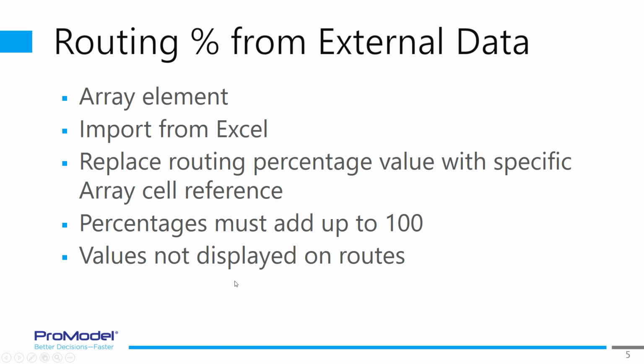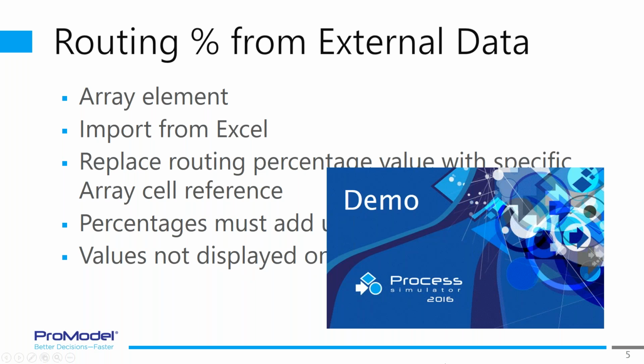Anybody who's used macros for scenarios, different scenarios, doing the routing percentage, you probably already have seen that the values don't show up on the routes. But you can kind of work around that, and I'll show you how I've done that in this example. Okay, let's go back to Process Simulator.